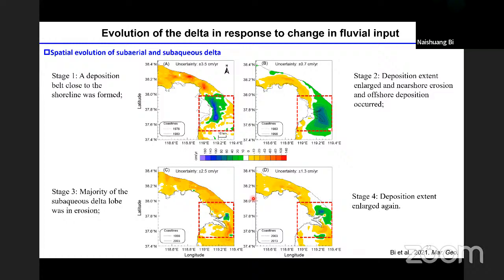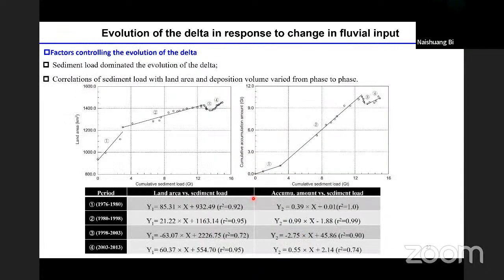So why is there this temporal variation, as just shown in the presentation? I think first of all it is sediment load. So we established the relationship between the land area and the sediment load.